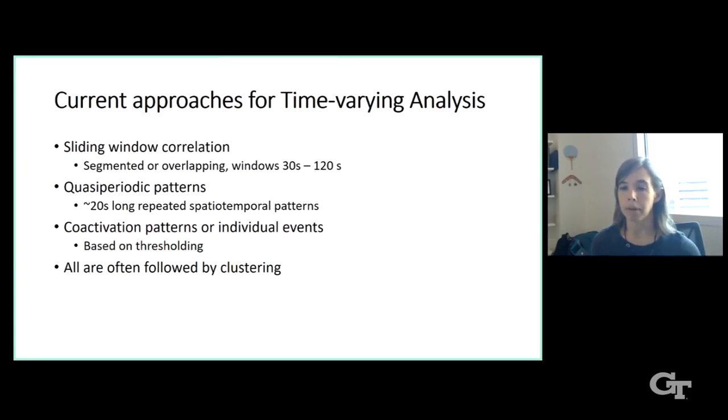Maybe there's something similar for the brain. And there is, and I'll tell you more about that one in a second. And then the last of these approaches is to look at coactivation patterns. These are mapped time point by time point during the scan.